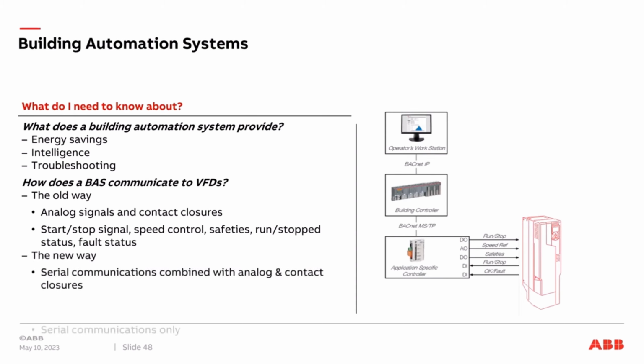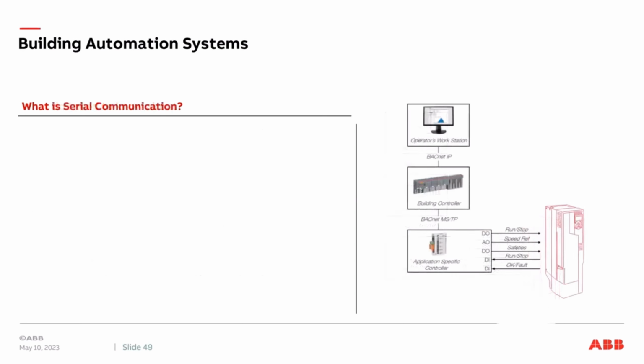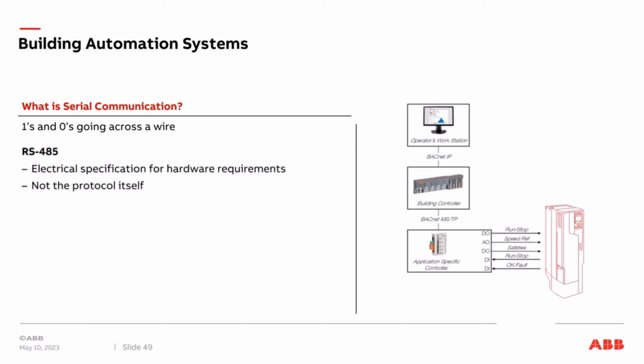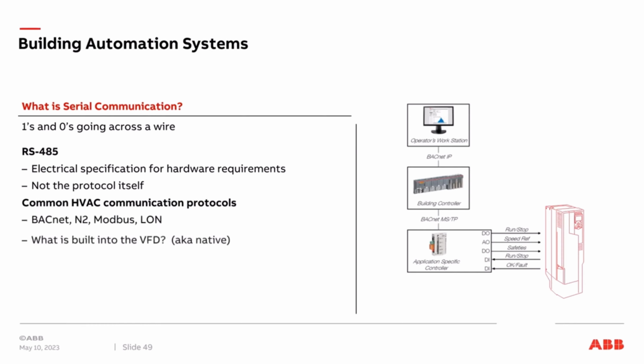The new way is serial communications. They're combined with analog contact closures, depending on your systems. Some systems are pure serial communications only. The serial communications tells the drive when to start, stop, run, gives the drive all its permissives, and provides the ability to program the drive remotely and everything else. When we look at serial communications, it's ones and zeros going across the wire. RS-485 is an electrical specification for hardwire requirements. It's not a protocol, it's just a specification for hardwire requirements. Common HVAC communications include BACnet, N2, Modbus, and LON.